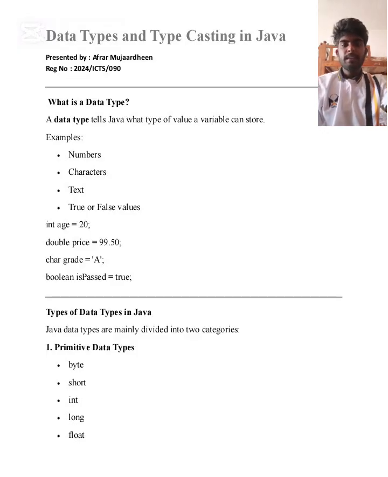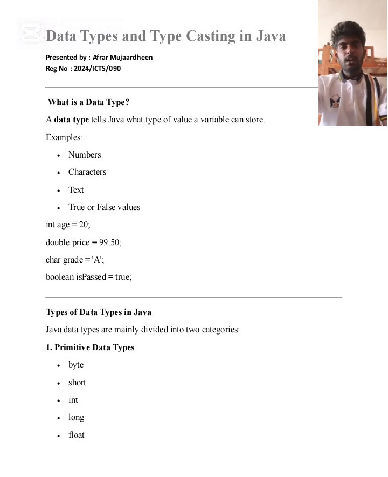An integer is used to store a whole number. Double is used to store a decimal number. Char is used to store a single character. And boolean is used to store a true or false value. So data types help Java understand what kind of data we are working with.